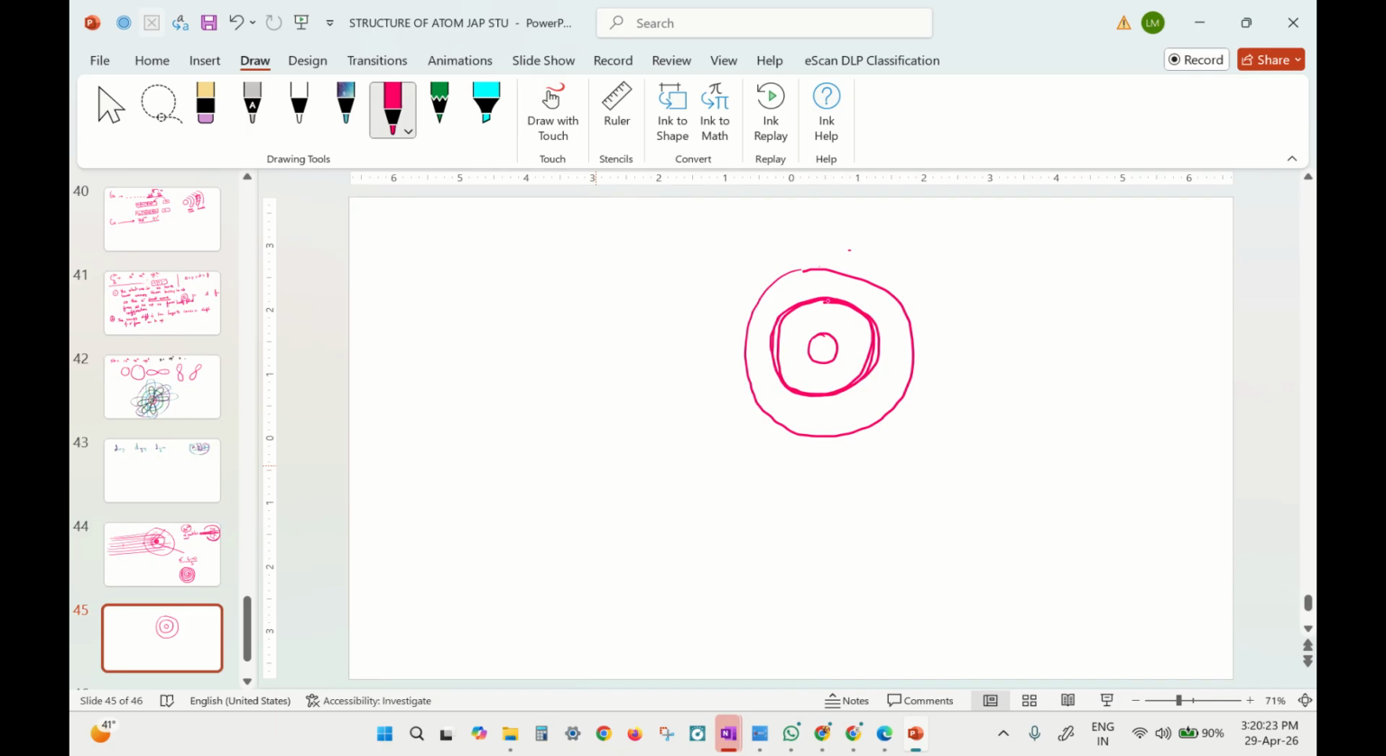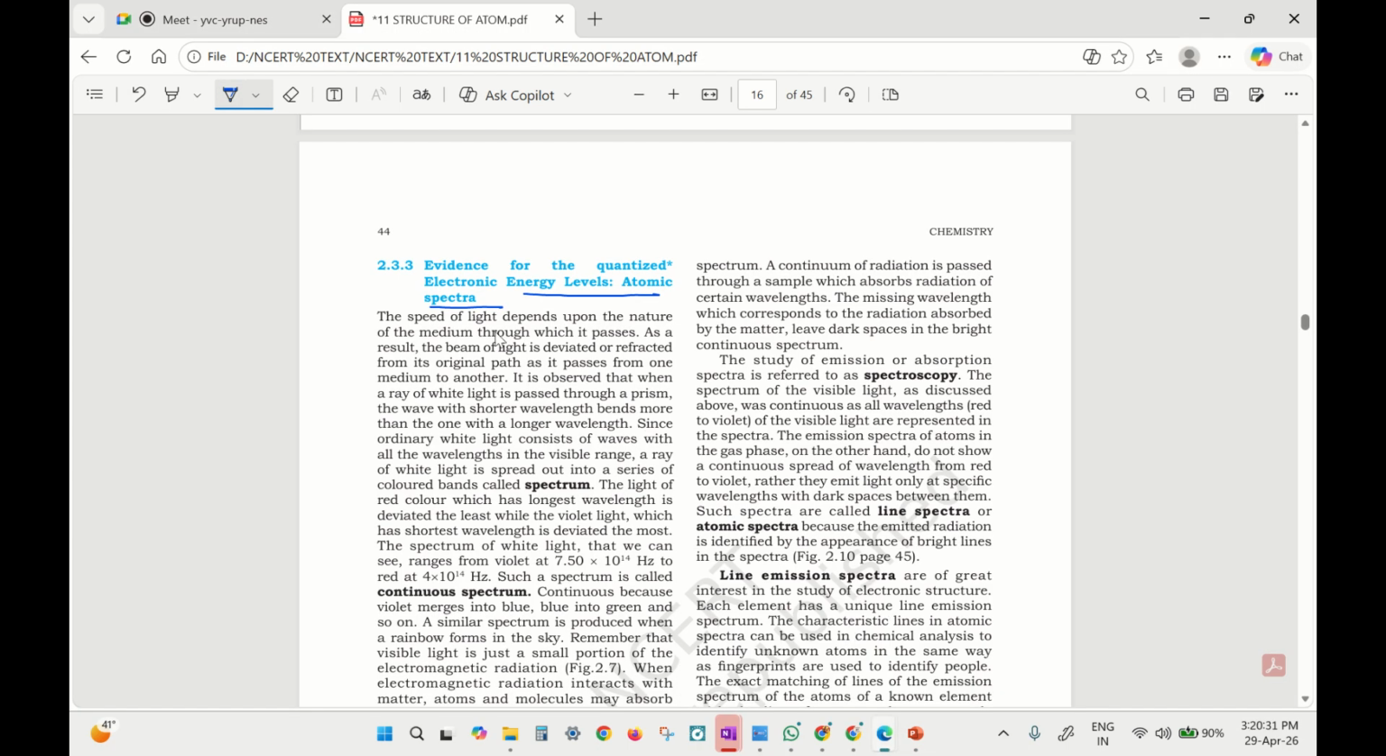That means there is no chance of the electron coming and hitting the nucleus. Got it? This is what we call quantized energy levels. Evidence for the quantized electronic energy levels.